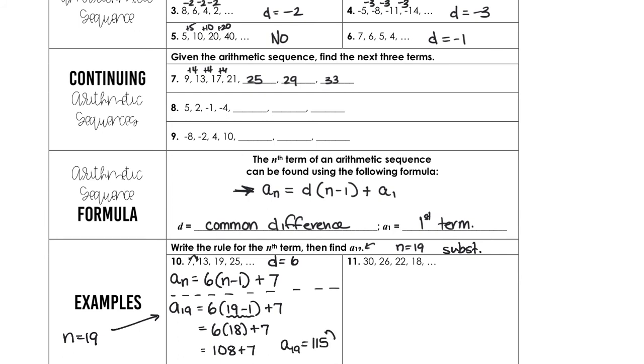So what does this mean? Well, the 19th term, the 19th number in this list would be 115. And that's what that means. So we use the formula to get there quicker.